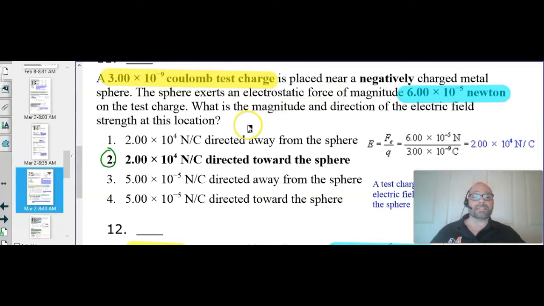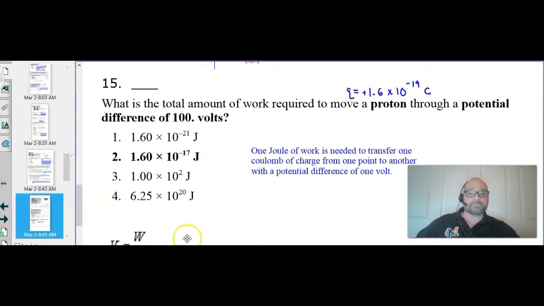All right, let's take a look at another one. Here's a question about potential difference. Question 15 asks, what is the total amount of work required to move a proton through a potential difference of 100 volts? So there's a little bit that you have to know here.